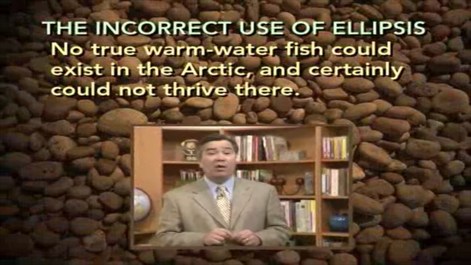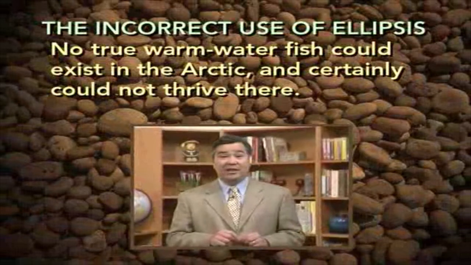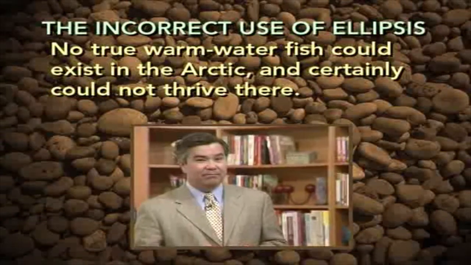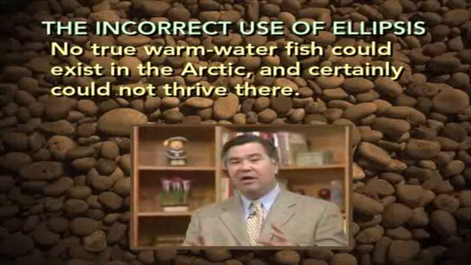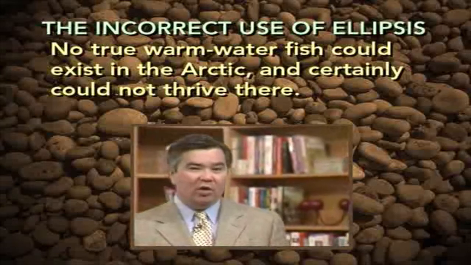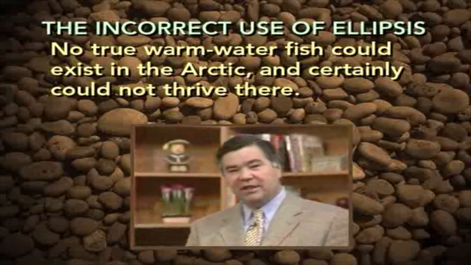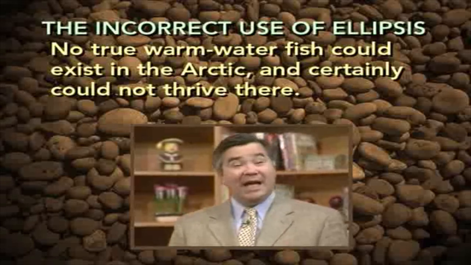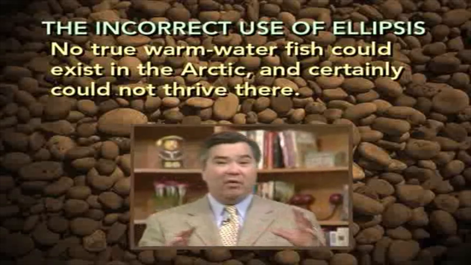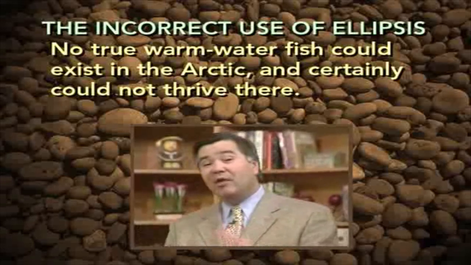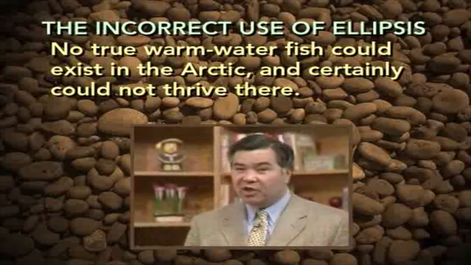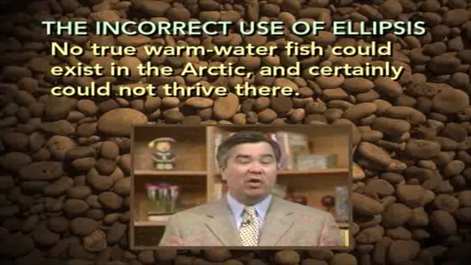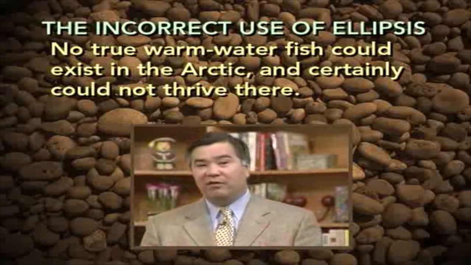No true warm water fish could exist in the Arctic, and certainly could not thrive there. Okay, again, two parallel ideas are being described. No true warm water fish could exist in the Arctic, which makes sense because the waters in the Arctic would be cold. And then in our second idea, warm water fish certainly could not thrive there. Okay, so far so good, but the author has tried to use ellipsis in the second clause in order to avoid repeating the words warm water fish.